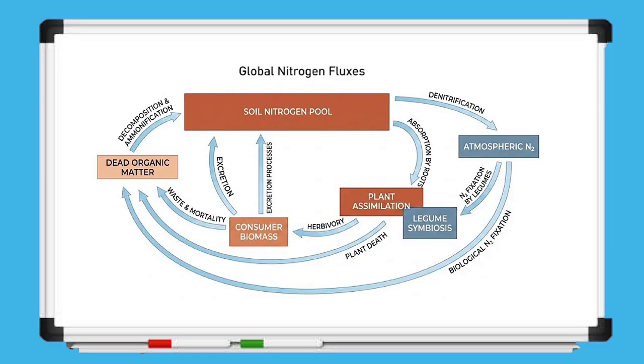Waste products and the death of plants and animals return nitrogen to the soil, where decomposers break down the organic matter and release ammonium ions through ammonification. Finally, denitrifying bacteria convert some of the nitrates back into nitrogen gas, returning it to the atmosphere and completing the nitrogen cycle. Throughout this process, nitrogen is continuously recycled, ensuring that it remains available for the production of plant and animal proteins.